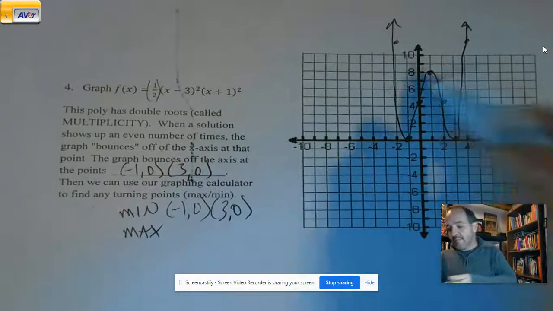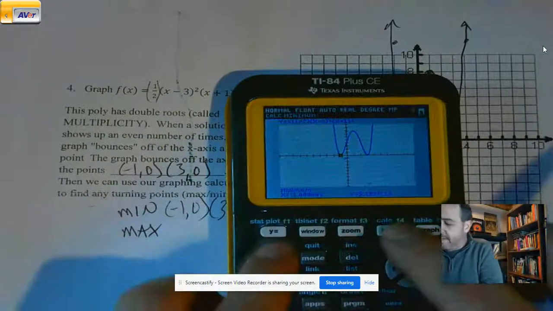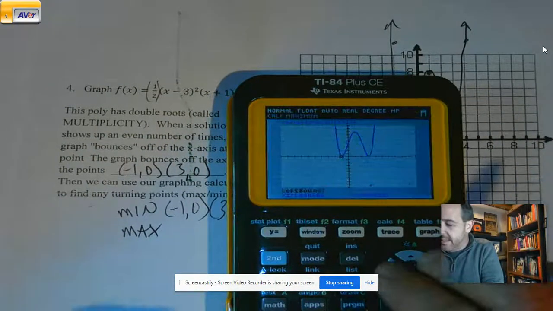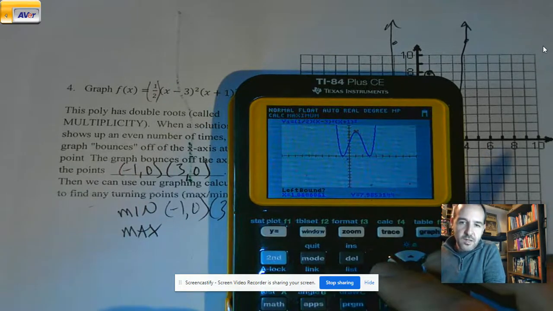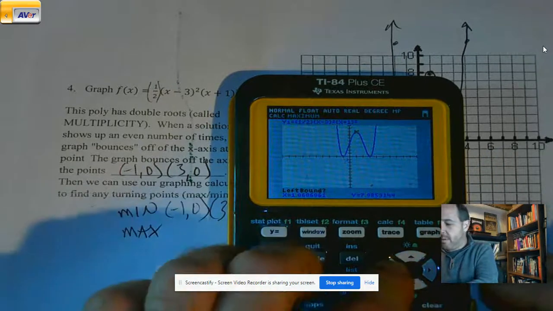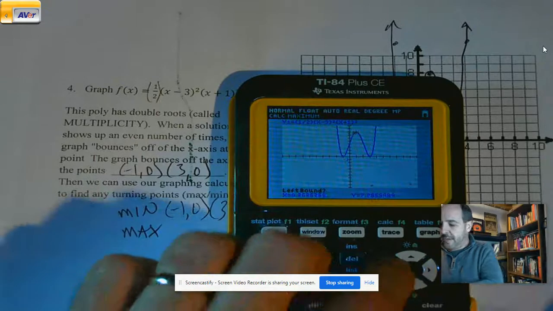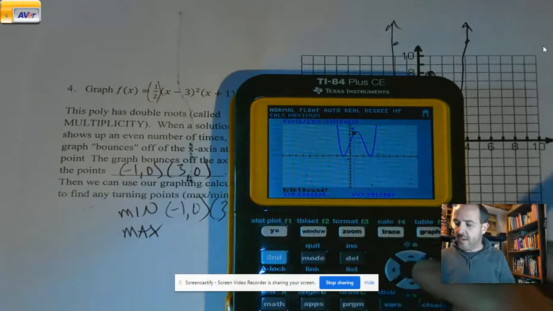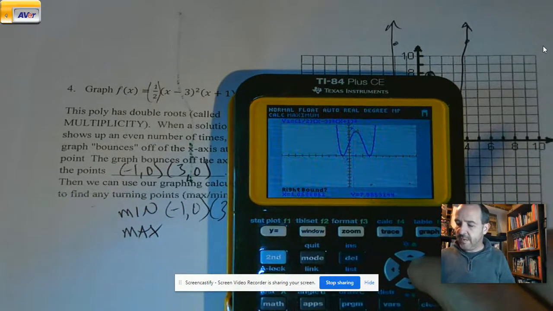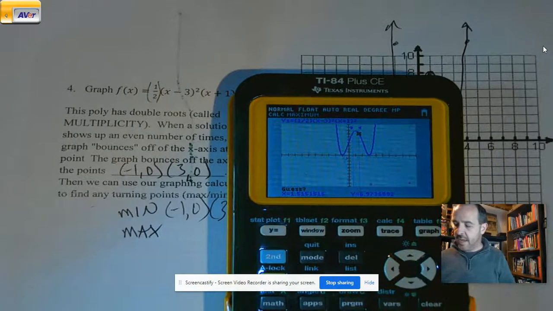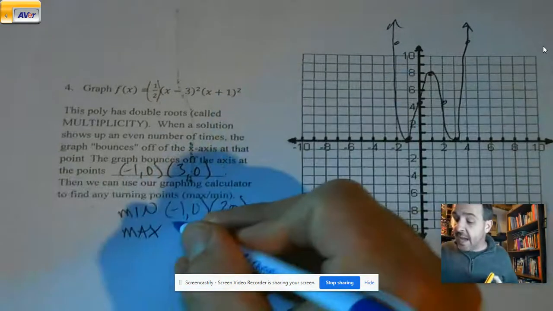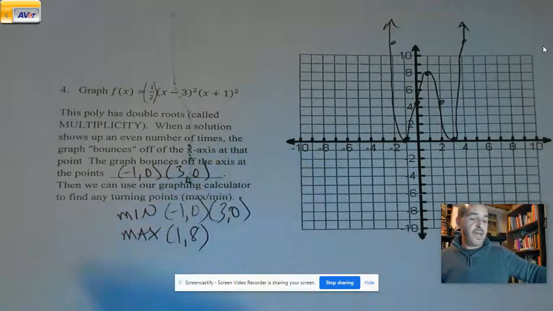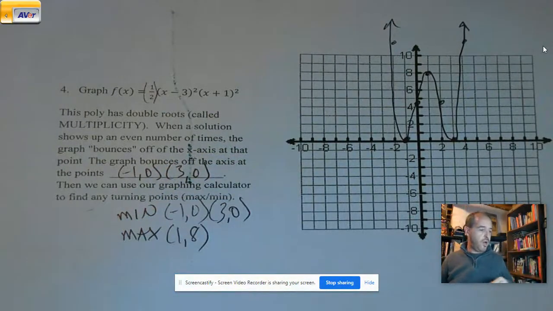For my max, again, I think I know what it is, but let's make sure. Oops, I went a little too far. Okay, get to the top. Left, 1, 2, 3, enter. Right, 1, 2, 3, 4, 5, 6, enter. And enter for my guess, 1, 8. So sometimes you can even get your maxes and mins right off the calculator.